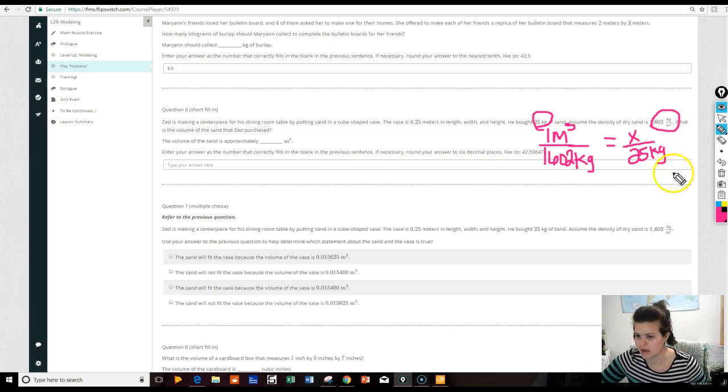So again, we're solving for x, so we're going to use our multiplication property of equality and multiply by 25 kilograms. And multiply by 25 kilograms here.